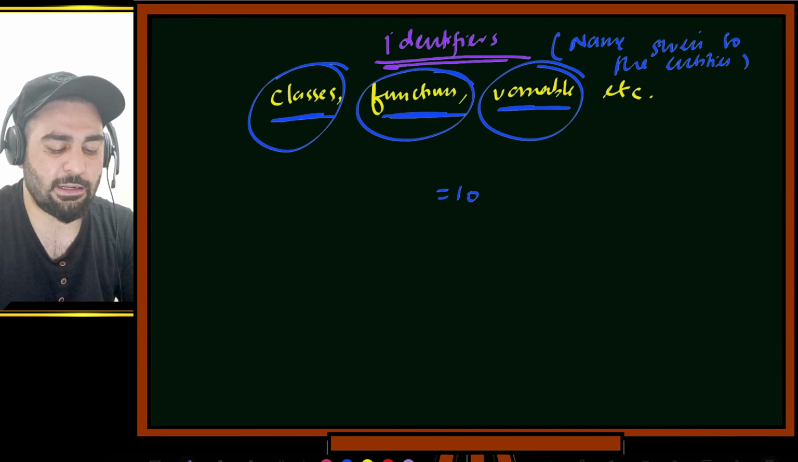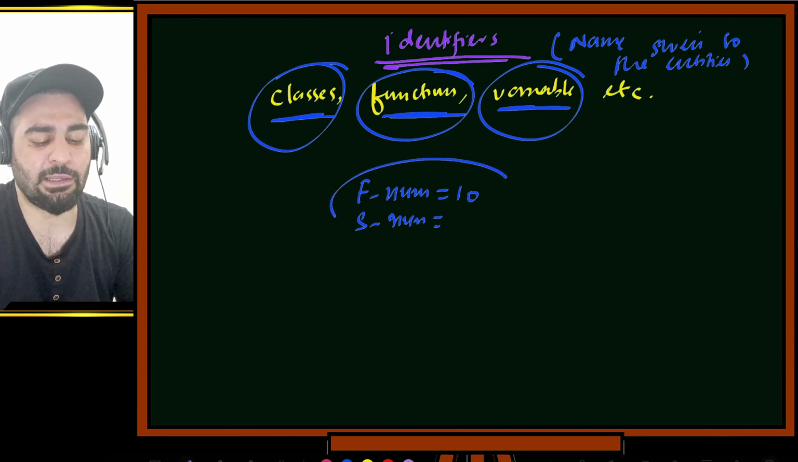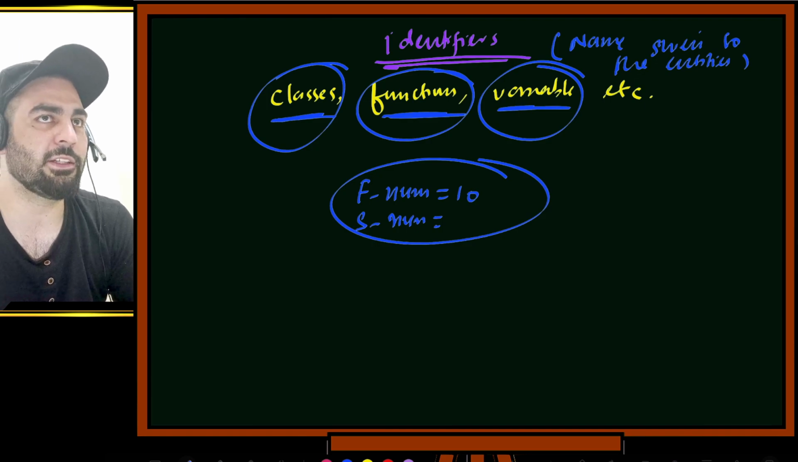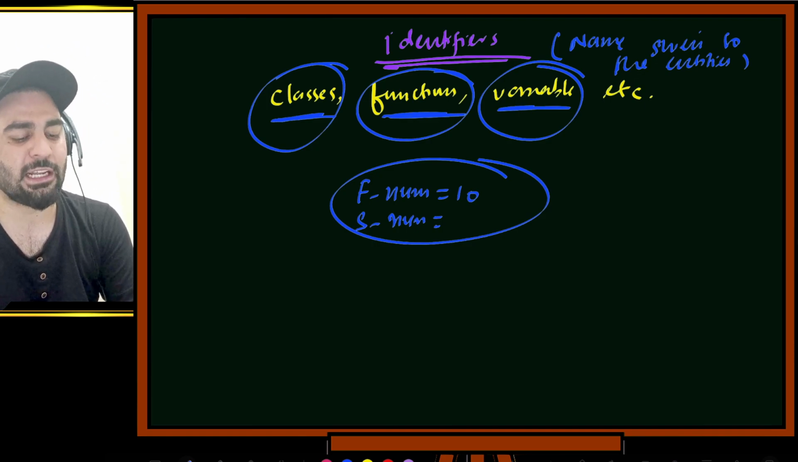You can say first number, F number, or maybe second number, something like this. You can name variables like this, or classes, class name. They should be definitive, so they should define what they are doing. That also comes under good coding style, when you name these variables, classes, and functions.